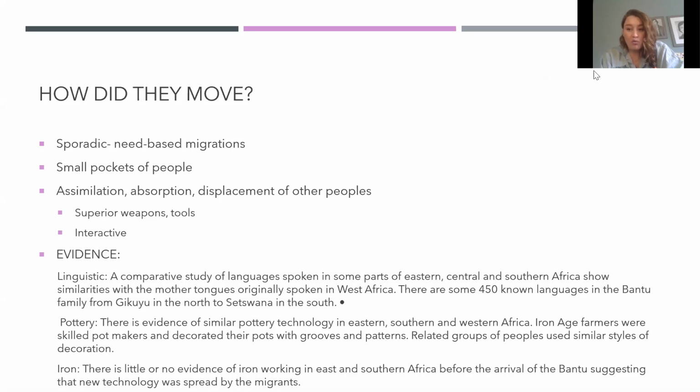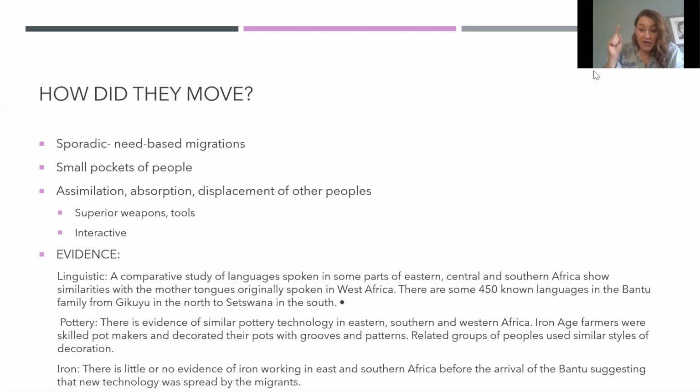So how do we know about this? If we don't have written evidence, how do we know? So iron, just the mere existence of iron in these new areas of East and Southern Africa show that the Bantu people migrated there. No one in those areas was forging iron before they got there. So we can look at our archaeological evidence, see when the iron forges are dated to, and know, okay, that's when the Bantu people got there. Because no one was forging iron before that.